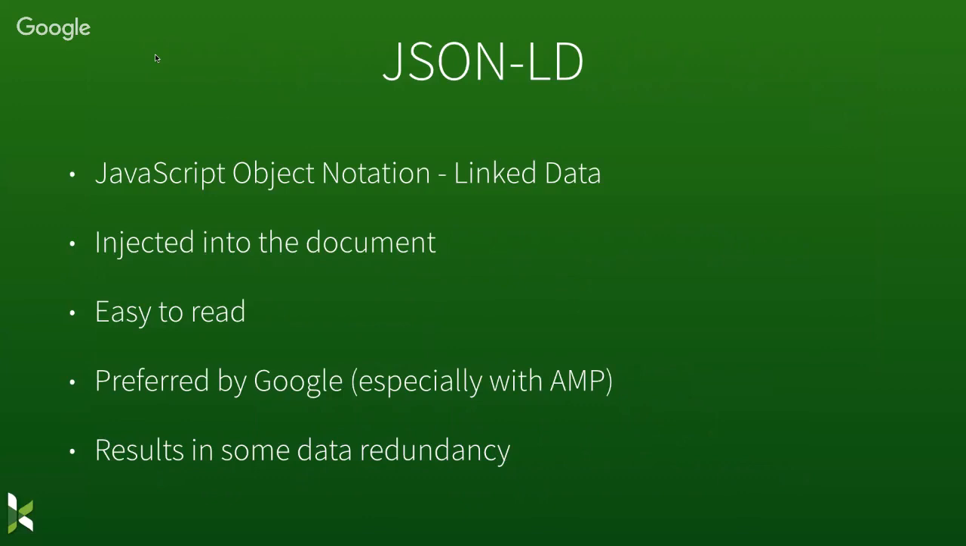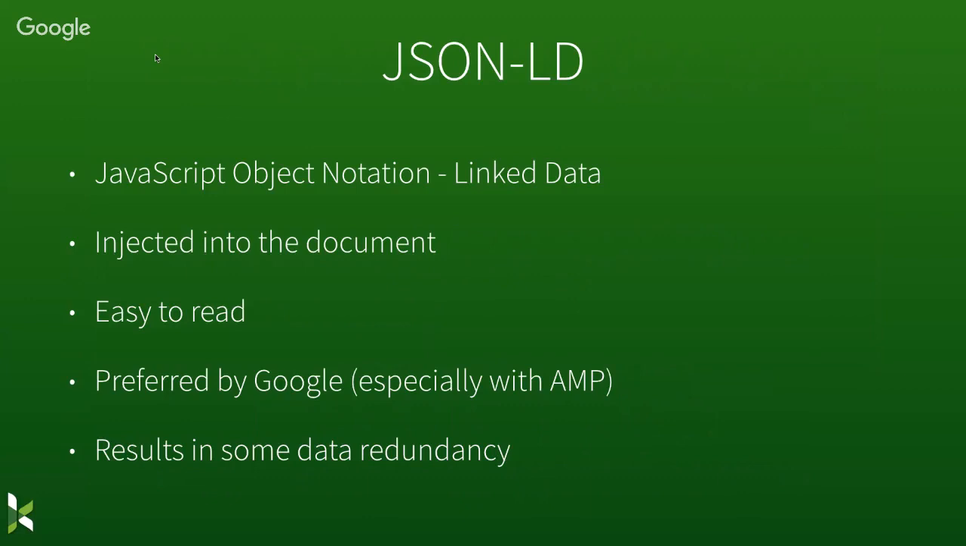JSON-LD is strongly preferred by Google. I say that as a caveat because Bing actually doesn't really support it, not formally. But especially when you're working with accelerated mobile pages, the combination of JSON-LD and accelerated mobile pages is something that Google has some great resources on, and I've got links later in this presentation. Their guide to structured data is a great starting point, and they will pound JSON-LD pretty heavily.